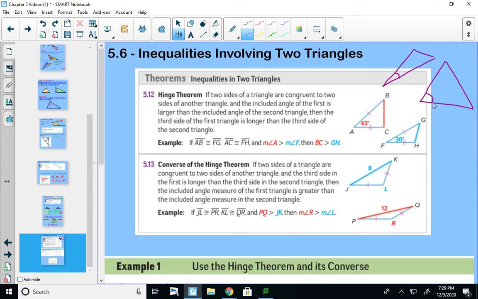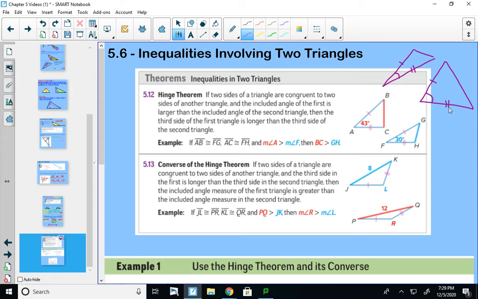If two sides of a triangle are congruent to two sides of another triangle, and the included angle of one triangle is bigger, then the third side of that triangle will be bigger. Or if the included angle of one triangle is smaller, then the side across from that angle is going to be smaller. And then the converse is the theorem but backwards.